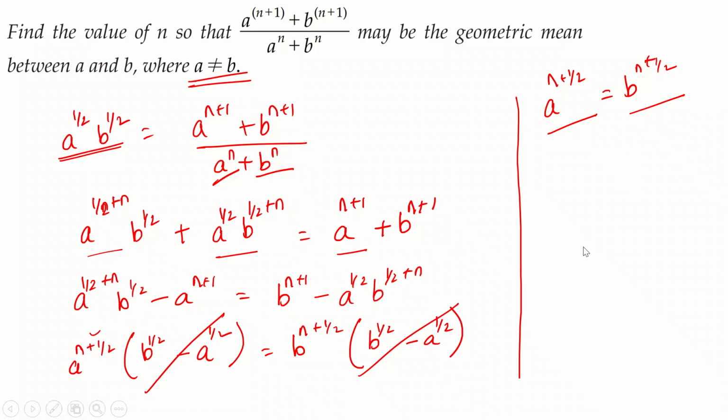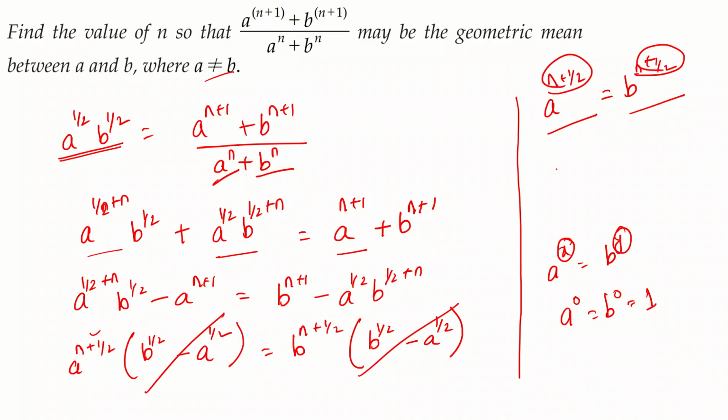Okay, so I repeat, suppose you are given that a is not equal to b, but some powers, a to the power x is equal to b to the power y. Then the only possibility is that both of these powers are 0, because only in that case we get a to the power of 0 equal to b to the power of 0 equal to 1. So this power is actually 0. So we have n plus half equal to 0, so n is equal to minus half as our answer.